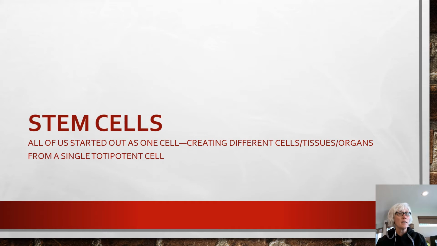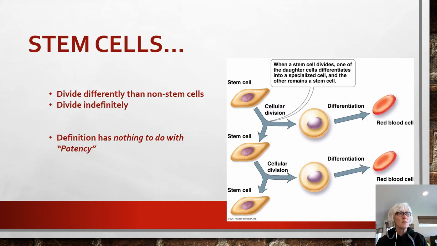a stem cell is not. Stem cells, by definition, divide differently than non-stem cells. So, for example, we see the stem cell, and when it undergoes its first round of cellular division, it creates two different cell types. One, another stem cell, and two, a cell that is destined to be differentiated into some other type of cell, in this case, a red blood cell.